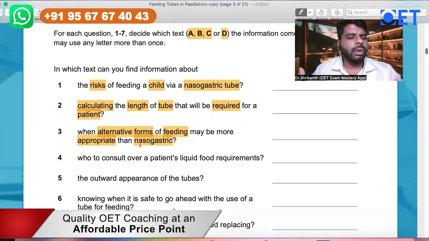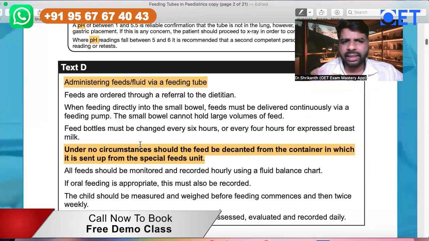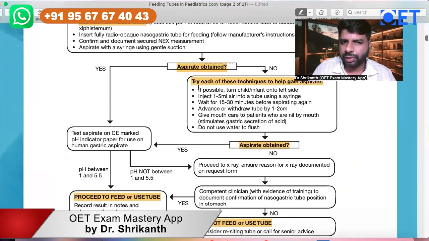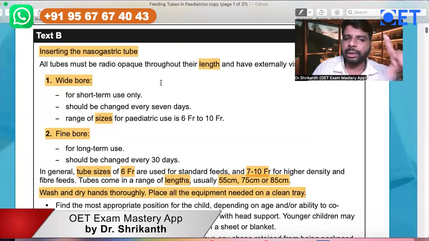Once again, let's trust our instincts. It is not going to be in text D. Text D is about administering feeds and fluids, how fluids are given through feeding tubes. Here they are talking about NG feeding tubes. And here it is about a flow chart. Not going to be here. And here it is about inserting the nasogastric tube.